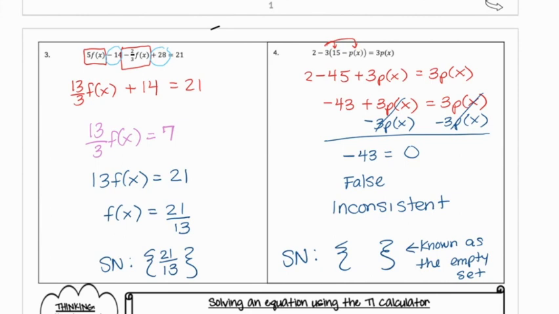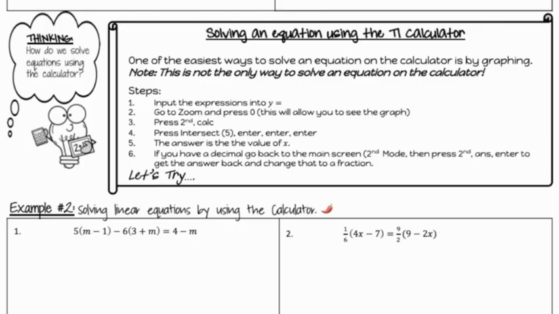So let's go on to our next piece. Okay, so let's look at our next thinking question. We have, how do we solve equations using the calculator? So we're going to solve an equation using our TI calculators, our graphing calculators. One of the easiest ways to solve an equation on the calculator is by graphing. Note, this is not the only way to solve an equation on the calculator. So if you have learned a different method and you know how to apply it, you use it.